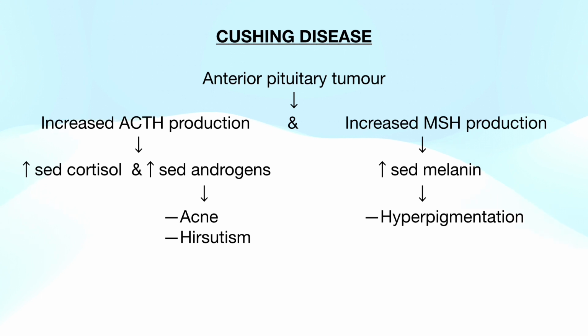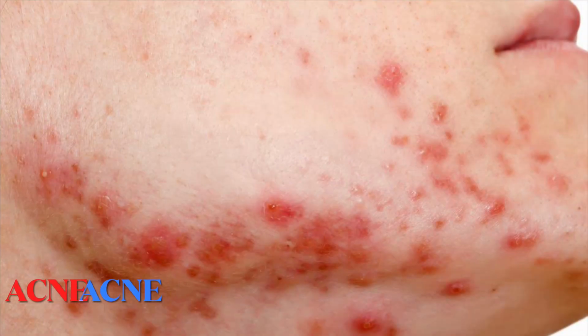Any anterior pituitary tumor which increases ACTH production, thereby increasing cortisol levels in the body, is Cushing's disease. A pituitary tumor, in addition to raised ACTH levels, it may also increase melanocyte stimulating hormone production that is manifested as hyperpigmentation. Raised ACTH levels may also increase androgen levels in the body that results in acne and hirsutism.